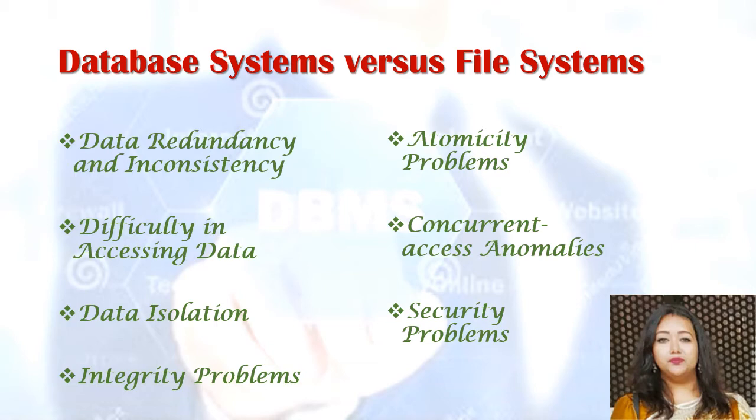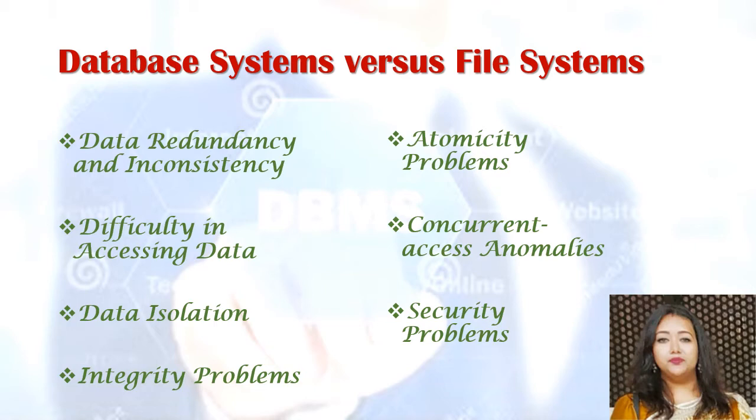So this redundancy leads to higher storage and access cost. In addition, it may lead to data inconsistency. That is, the various copies of the same data may no longer agree. For example, a changed customer address may be reflected in savings account records but not elsewhere in the system.